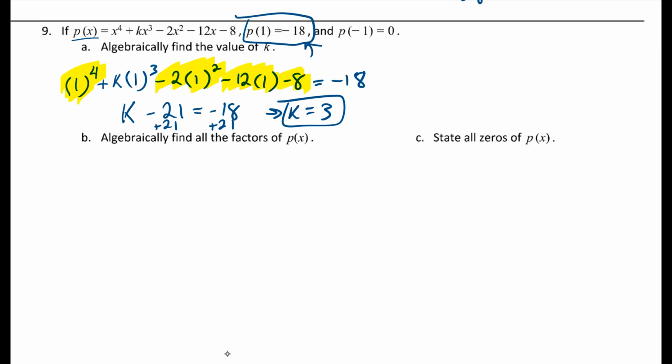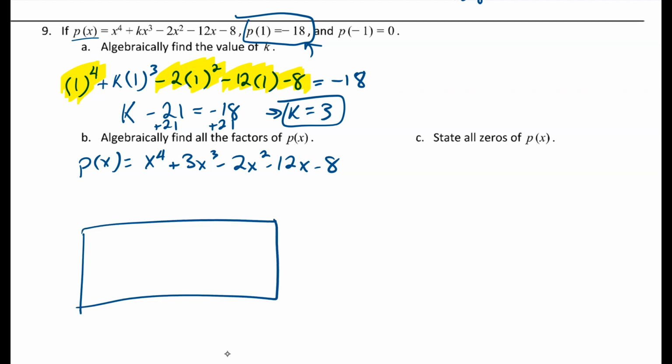So B says algebraically find all the factors of p of x. So I know what p of x is, right? I've solved for that coefficient. It's just x to the 4th now plus 3x cubed minus 2x squared minus 12x minus 8. But the problem is, in order to find the factors, this is one of those ones where we set up a reverse tabular and we do the division for it.